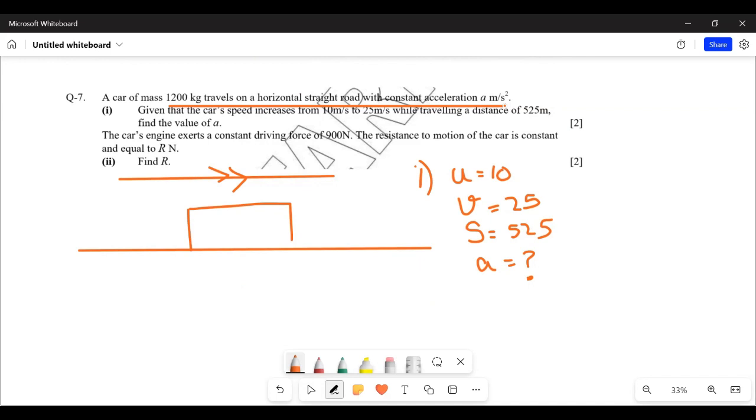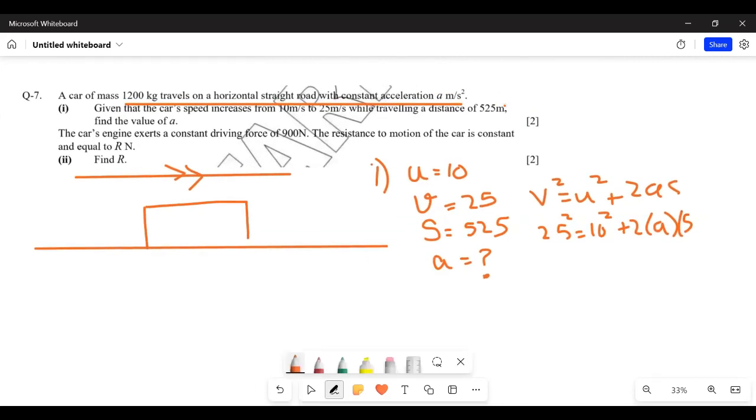V square equals u square plus 2as. That uses all 4 of these mentioned values. Okay, so v is 25, so 25 square equals 10 square plus 2 times a times 525. Now please find a. Add, subtract, and then divide.